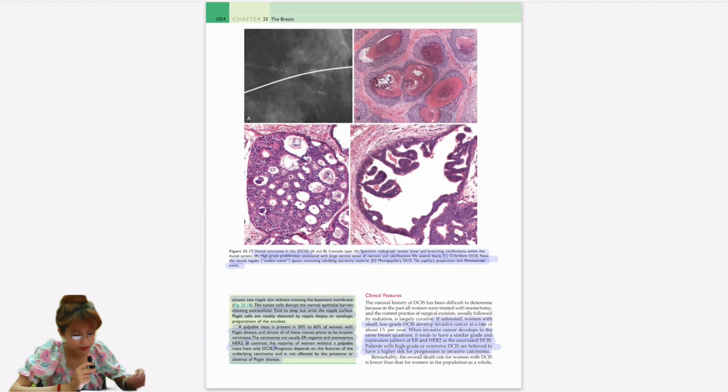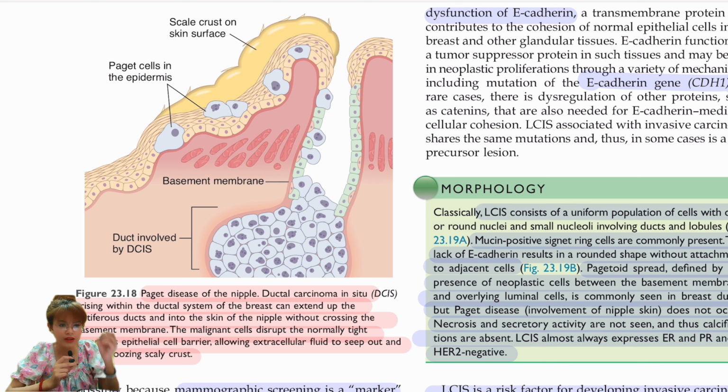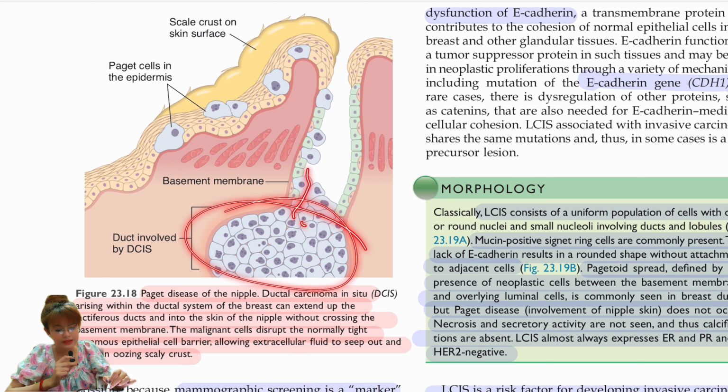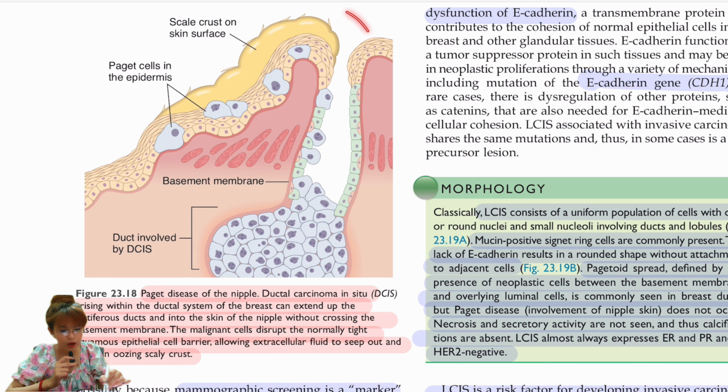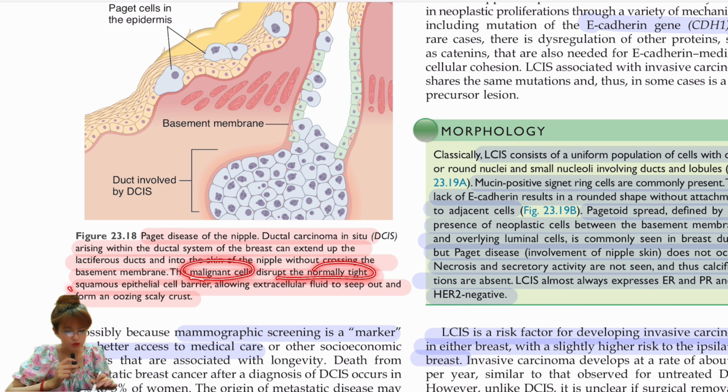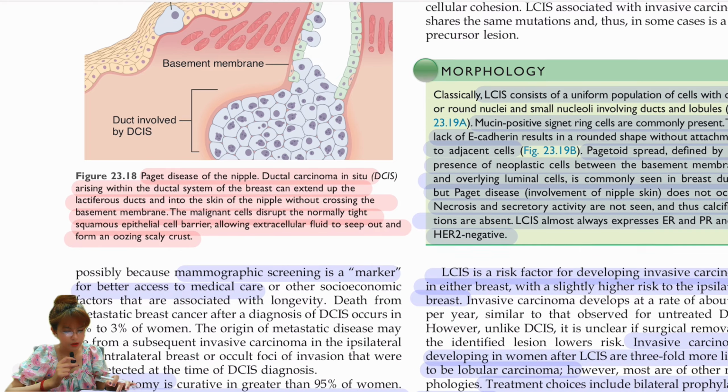So if you can diagnose these cells, then it is basically pointing to a DCIS. And if you can treat DCIS, then there is nothing better than that, because DCIS has not yet progressed to invasive carcinoma. So DCIS arises within the ductal system, and that can extend up to the lactiferous duct and into the skin of the nipple without crossing the basement membrane. You can see that underneath there's a DCIS, one duct is involved by that, and now these cells are seeping through and moving out, and this is why you get a crust and itching. The malignant cells disrupt the normally tight squamous epithelial cell barrier, allowing extracellular fluid to seep out, and that forms an oozy scaling crust.